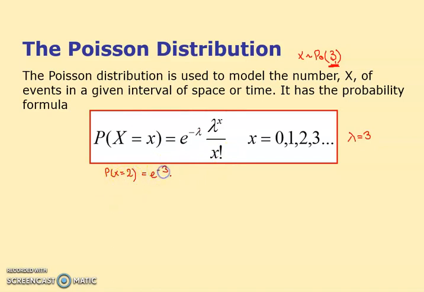So I go e to the minus 3 times by, now lambda appears again, it's 3 to the power of X. What was X? X was 2. 3 squared divided by 2 factorial. Now, you should remember this: 2 factorial means 1 times 2. And if it was 3 factorial, it would be 1 times 2 times 3.